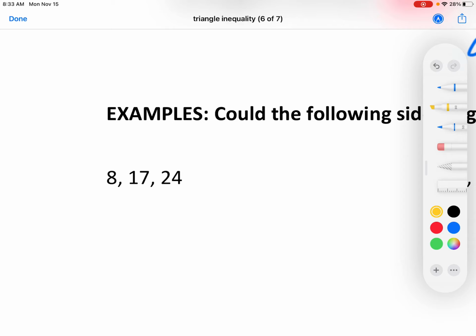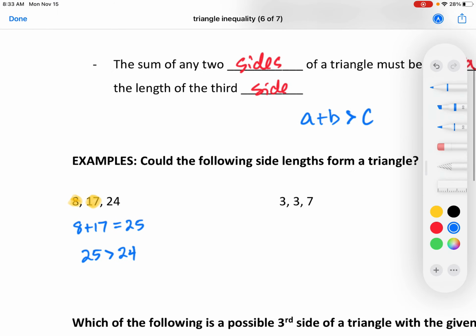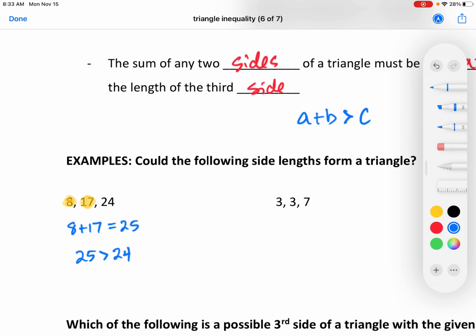So in this case, our two smallest are going to be 8 and 17. What we're going to do is add those together. And we see that 8 plus 17 is 25. Well, 25 is definitely greater than 24. So this matches what the theorem says. The theorem says that if you take two sides of a triangle and add them together, it has to be more than that third side. And since 25 is more than 24, the answer to this question is yes.